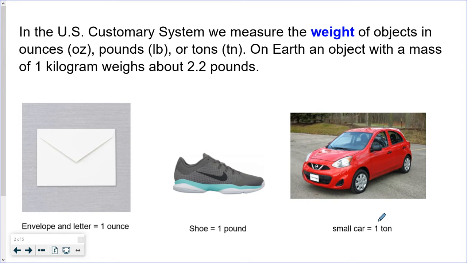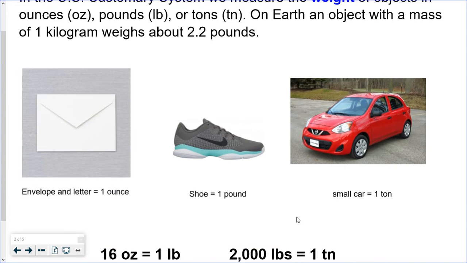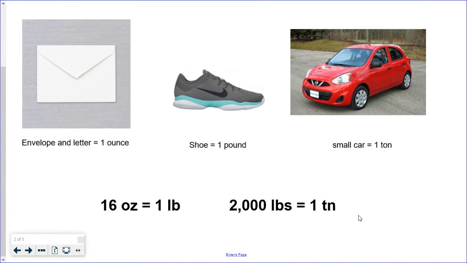And then when you talk about a ton, it's about the equivalent of a small car. A small car would be about a ton. Now, just like with the metric, there are ways that we can convert the customary units of measurement. So for example, if I have 16 ounces, then that's going to equal 1 pound.